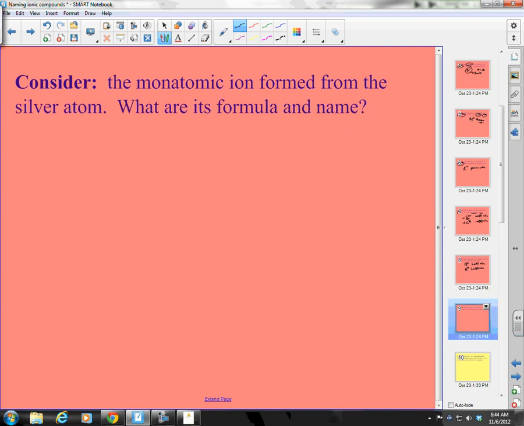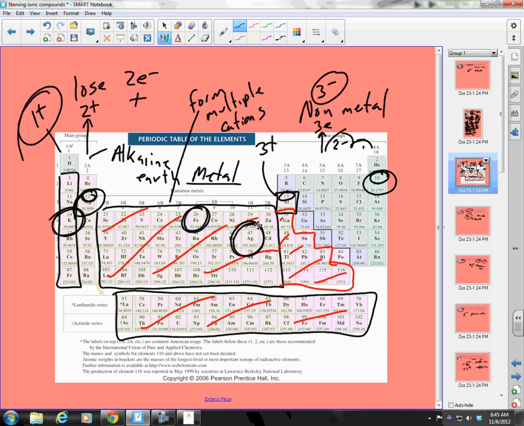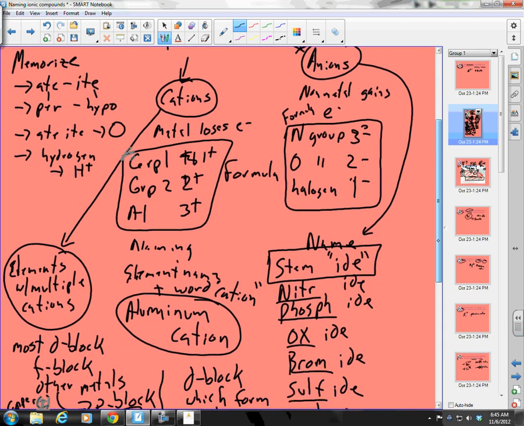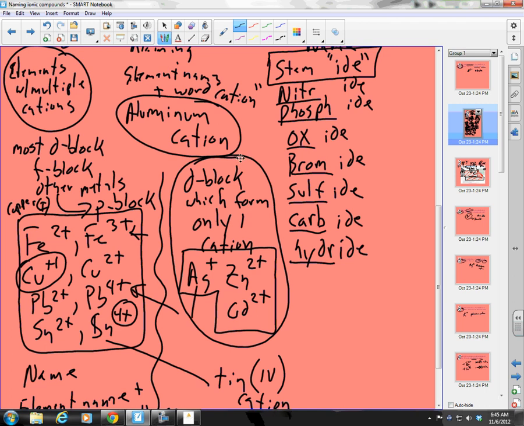Good. Here we go. You give this one a try. Consider the monatomic ion formed from a silver atom. What are its name and formula? Okay, bring me back when you're ready. Aha. Okay, this was a trick, right? Of course, we look at our periodic table and we find silver here, right? You say, D block, multiple cations, right? No, because I said in our notes, there are some D block elements that only have one cation, and among those is silver, and we have to memorize silver as +1, zinc is +2, and cadmium is +2.